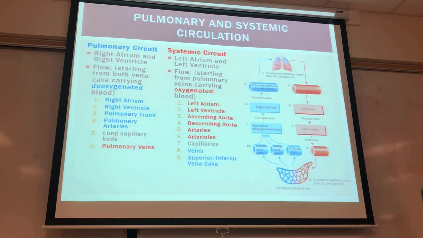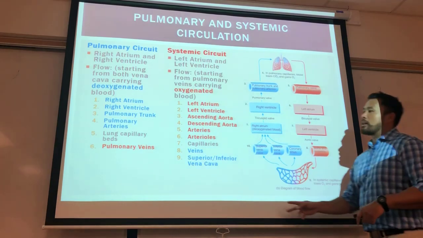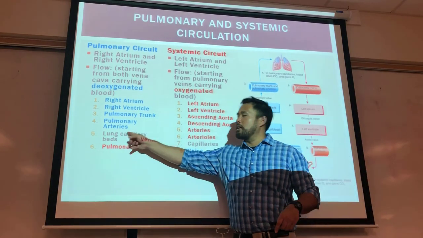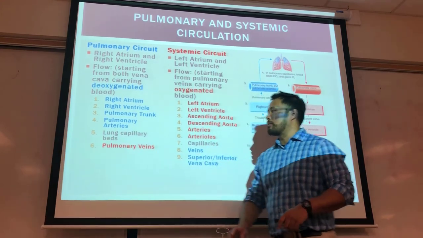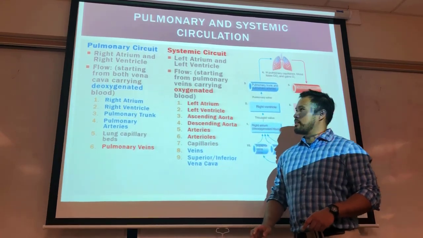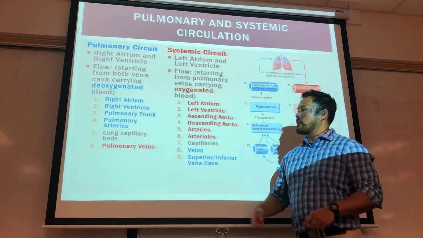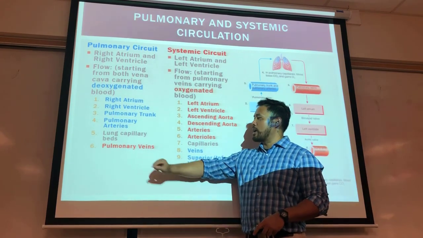The right atrium goes to the right ventricle to the pulmonary trunk, pulmonary arteries delivering it over to the lungs. We're going to see gas exchange taking place in the lung itself. This is going to be external respiration, which we'll talk about not next week, but the week after that, the Tuesday after.